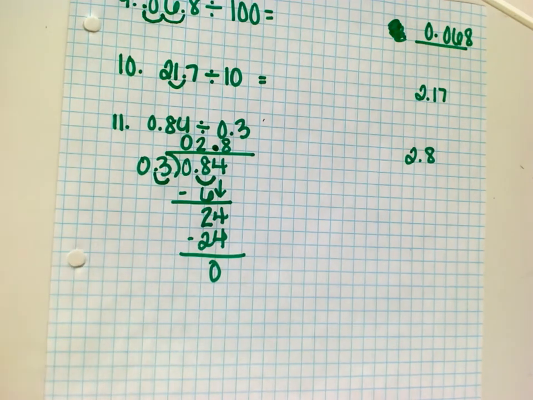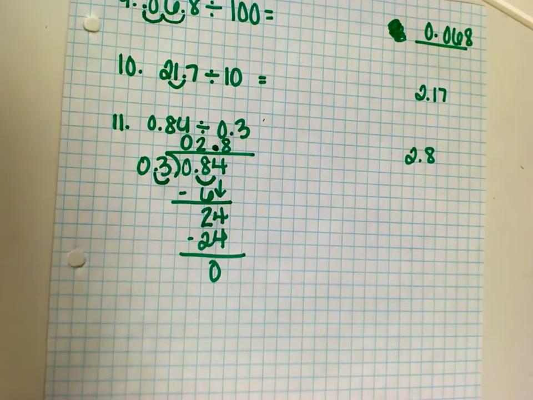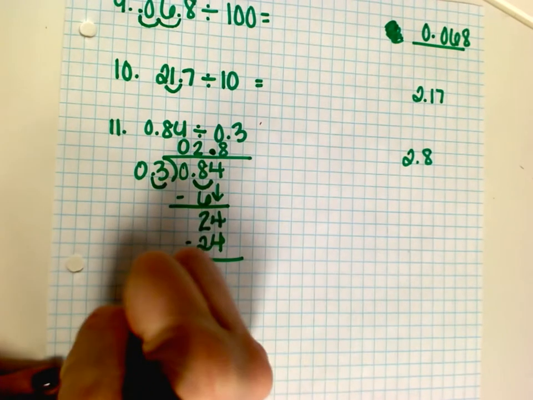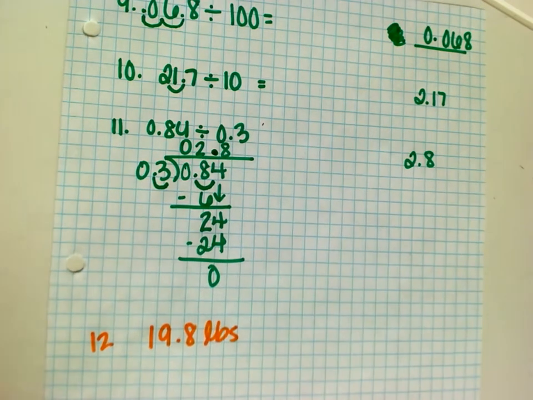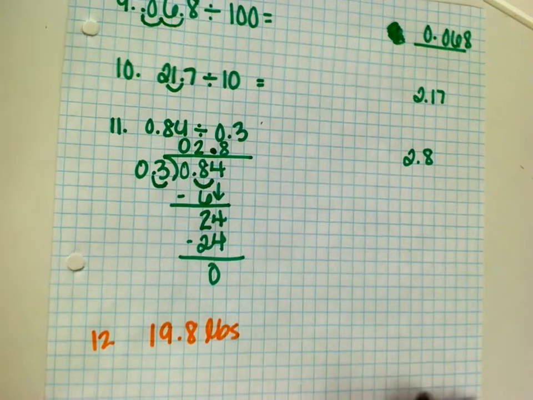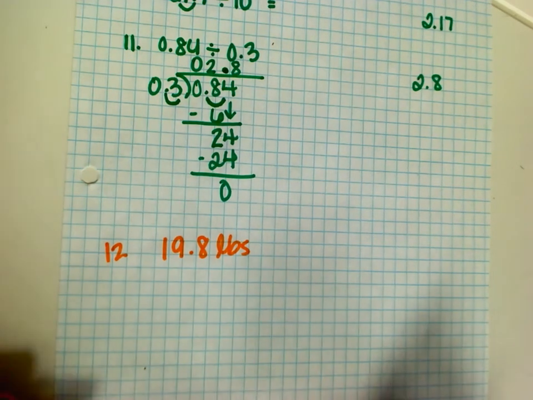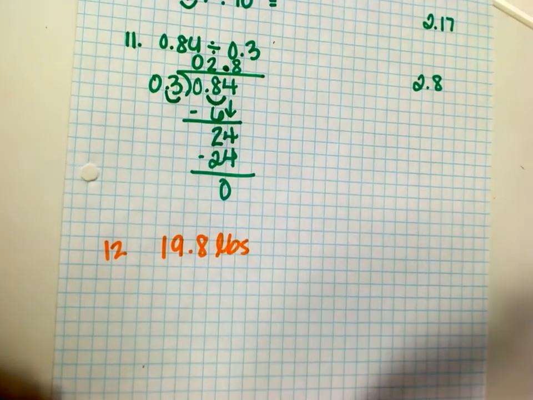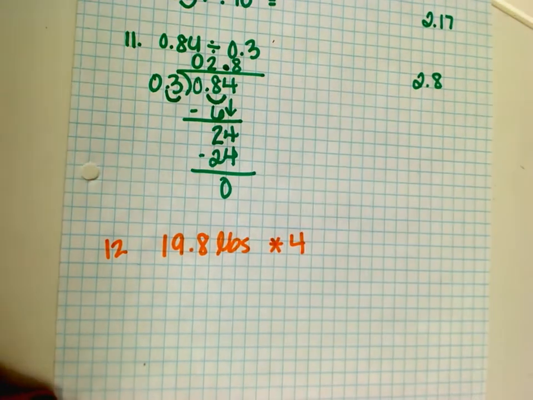So, the first one is a watermelon weighs 19 and 8/10 pounds. About. When we see the word about, what do we know we need to do with this problem? Estimate. Oh, very good. Very good. Estimate. Awesome. About how much do 4 watermelons weigh? So I know that's a multiplication.